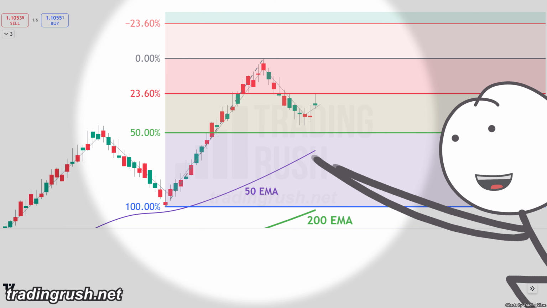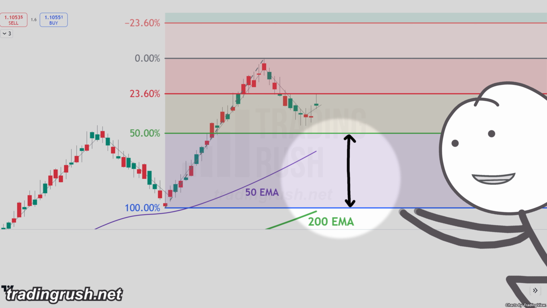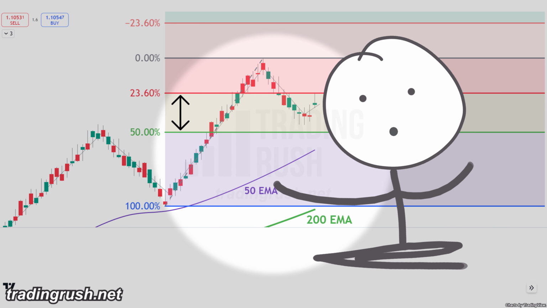Step 4. Once the custom levels are visible, I would do the following. If the price was strongly trending, I would see any entry point below the 23.6% Fibonacci level as a good place to buy. If it was a slow uptrend, I would see the entry point below 50% as a good place to buy. What did I use to take the entry?